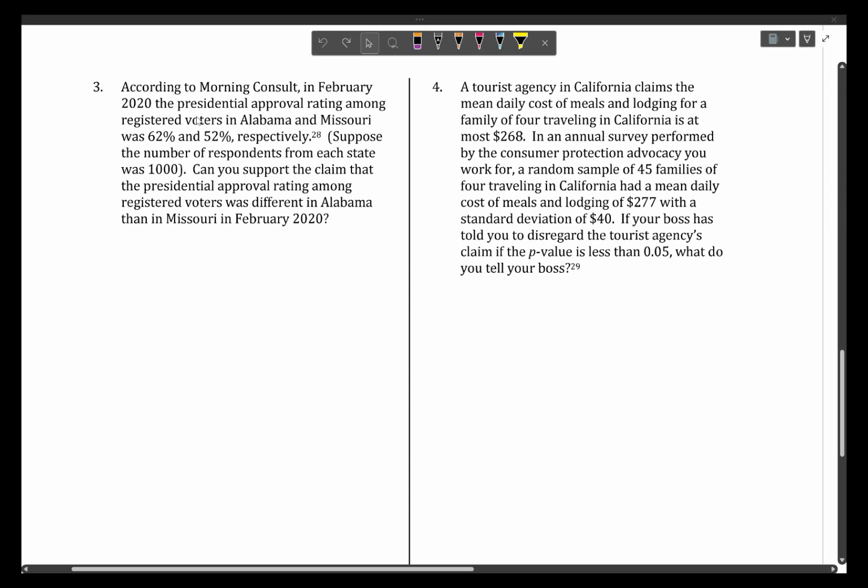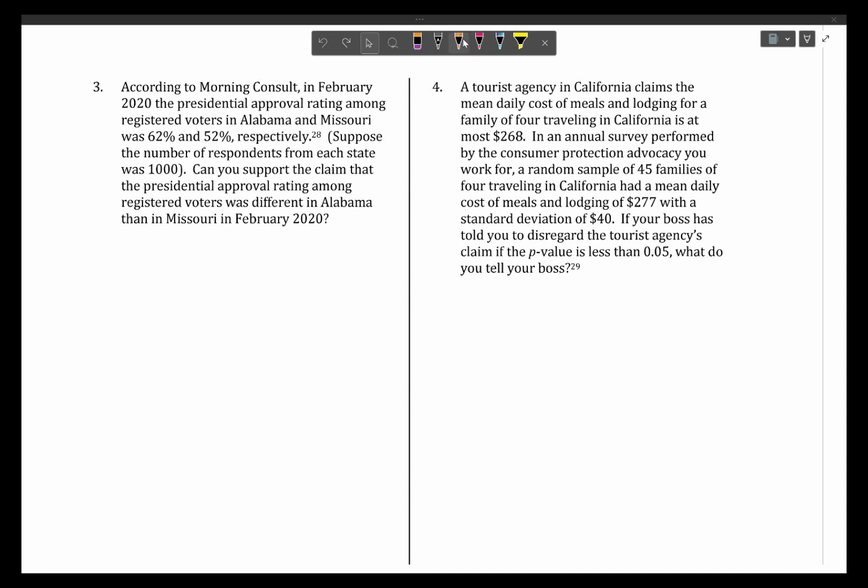According to the Morning Consult in February 2020, the presidential approval rating among registered voters in Alabama and Missouri was 62% and 52%, respectively. So we're saying that there were also 1,000 respondents in each state. Can you support the claim that the presidential approval rating among registered voters was different in Alabama than in Missouri? Okay, so a couple of key things to look at here.